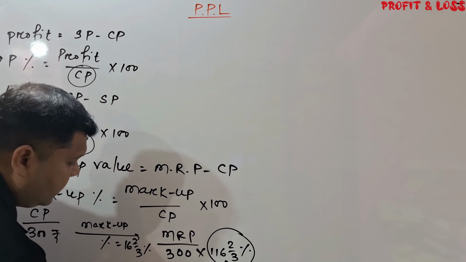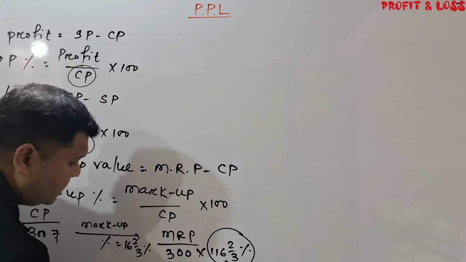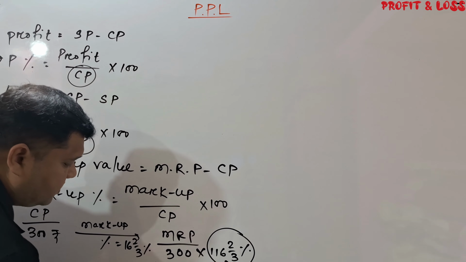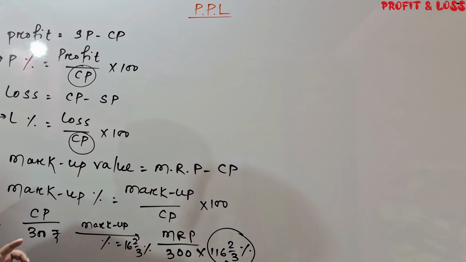So here I will write now 300 into 7 by 6. So 6 into 5, 30. So 50. 50 into 7, 350. 350 is the MRP. Understood ना? Very easy. उसको explain कर लेता हूँ again.